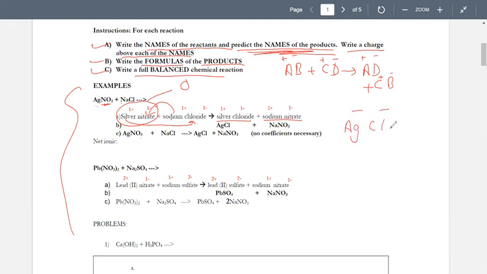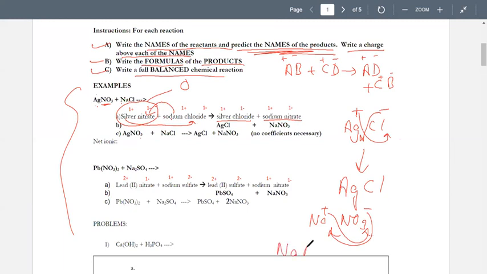Silver and chlorine, negative, negative. The charge goes here and goes here, and your formula is AgCl, right? So similarly, sodium here, nitrate here, positive and negative, 1 and 1. This one goes over here, that one goes over here. So it is NaNO3. That's what you're going to write, okay?